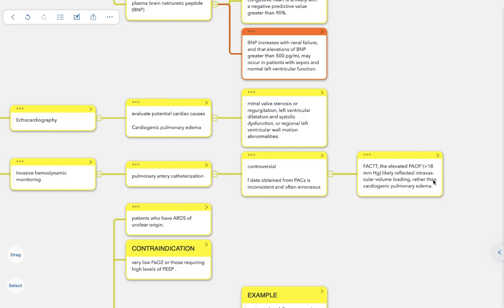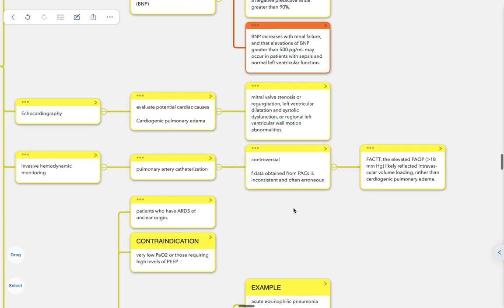the non-cardiac etiology should be taken into account. That is, a pulmonary artery wedge pressure should be less than or equal to 18. If it is more than or equal to 18, then probably you're dealing with a cardiogenic edema. But the FACTT trial showed that the elevated pulmonary artery occlusive pressure likely reflected intravascular volume loading rather than cardiogenic pulmonary edema. So it was something that was very commonly seen in patients of ARDS. So that is why, strictly speaking, a pulmonary artery occlusive pressure of less than 18 does not really guarantee that there is a cardiogenic cause behind it, right?